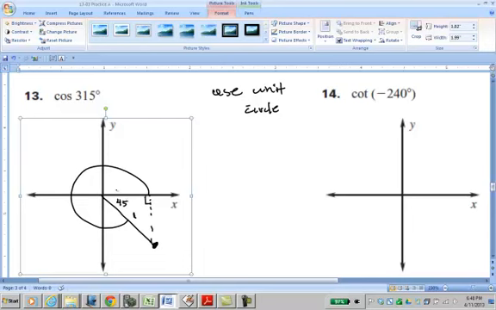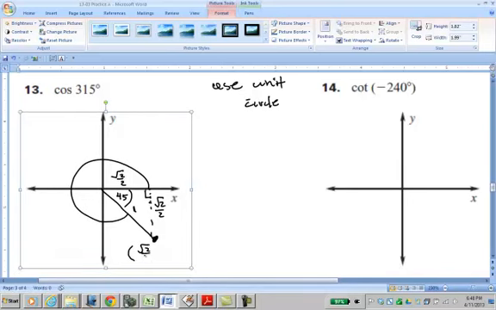Therefore, we know that the distance on the x-coordinate, on the x-axis from the origin is root 2 over 2. And on the y-axis, here's the reference angle, is negative root 2 over 2. So the coordinates of this point are root 2 over 2, comma, negative root 2 over 2. So the cosine of 315 degrees equals root 2 over 2.